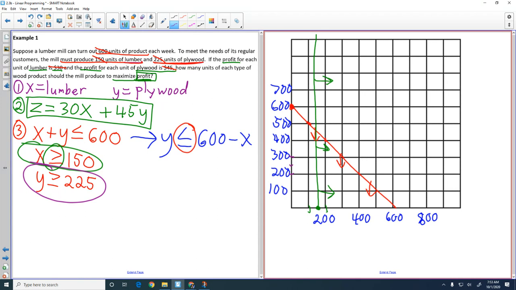So 225 would be like 1/4 of the way between 200 and 300. Just get it somewhat close. Then we draw a horizontal line. It's solid because it's that or equal to piece.